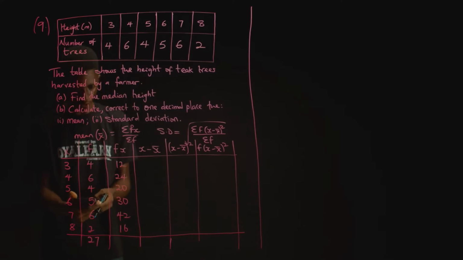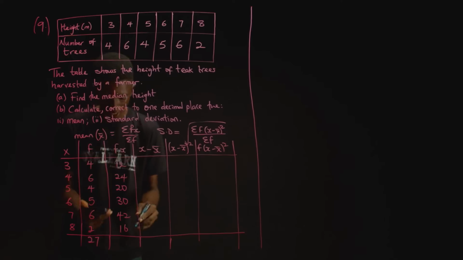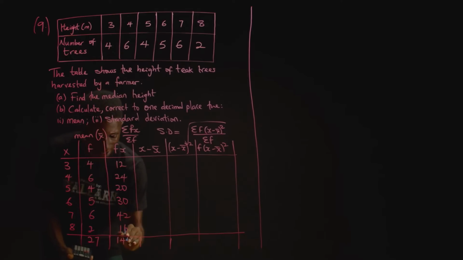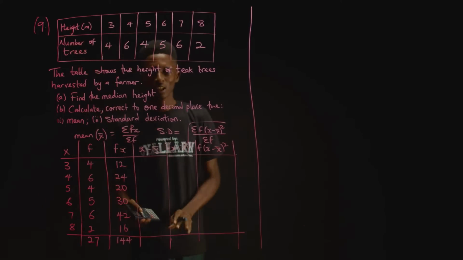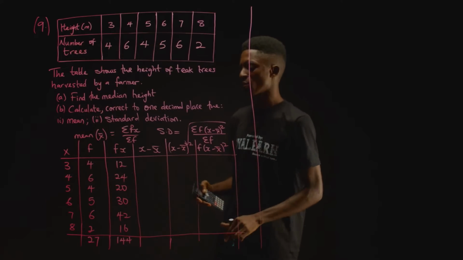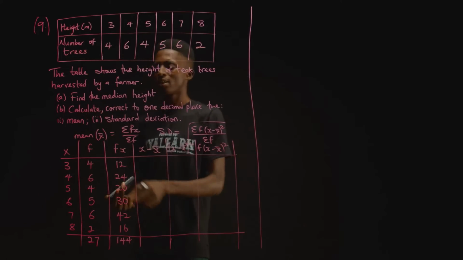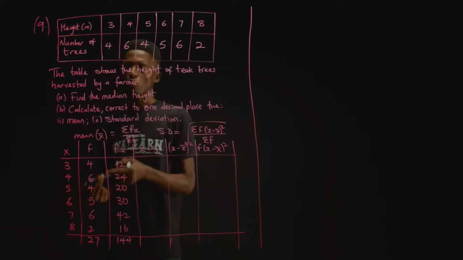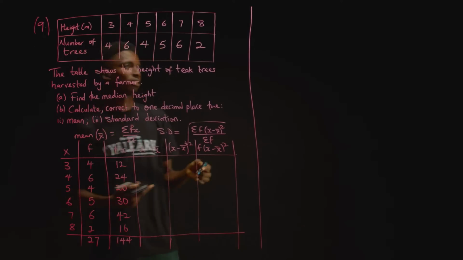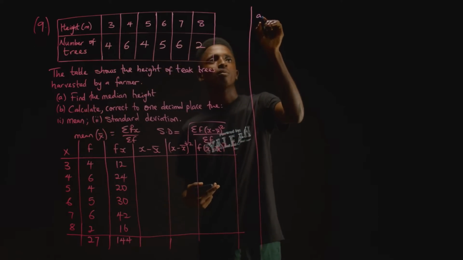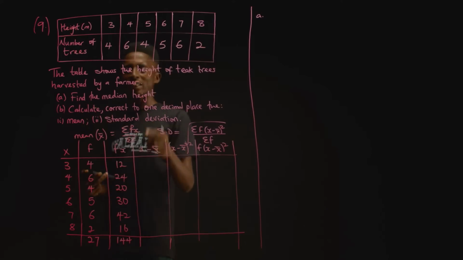So now let's sum this other part. So we have 12 plus 24 plus 20 plus 30 plus 42 plus 16. And all of that gives us 144, right? So before we go on to process this other part, we need to find our x bar, right? Which is part of the B question. So we can't do that without first solving A. So let's solve A. Now A says find the median height.